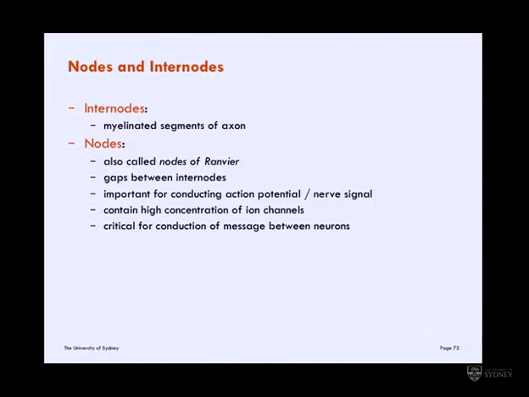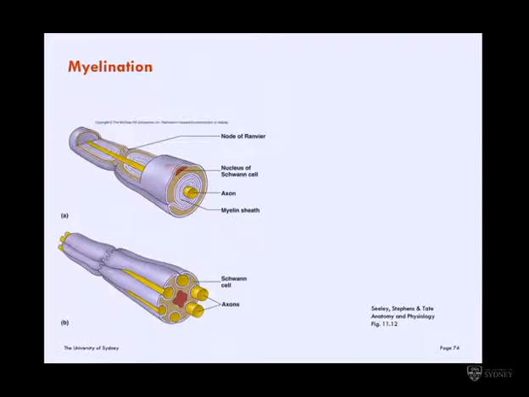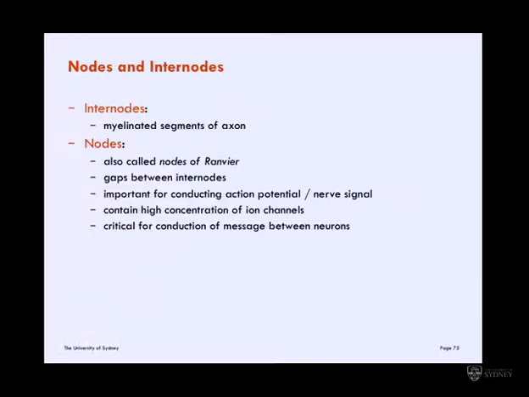Now, in the myelinated axon, you'll notice that there are these segments, right? These interruptions here. Those interruptions are referred to as nodes of Ranvier. And they're very important in conducting the electrical potential down the axon. Okay? They're extremely important in carrying those electrical potentials down the axon. They contain a high concentration of ion channels at those nodes, at those gaps, and that's what helps conduct the action potential.